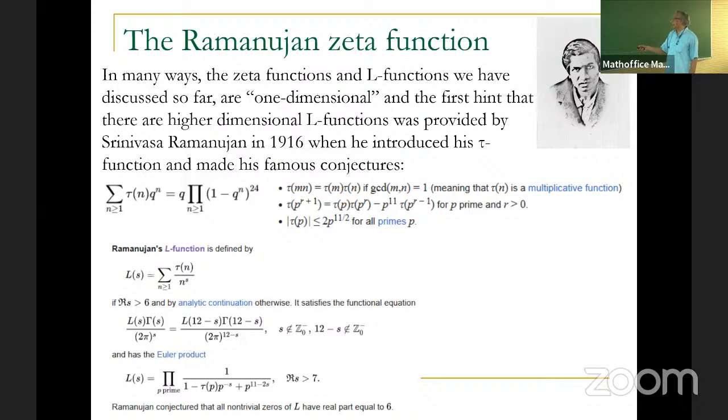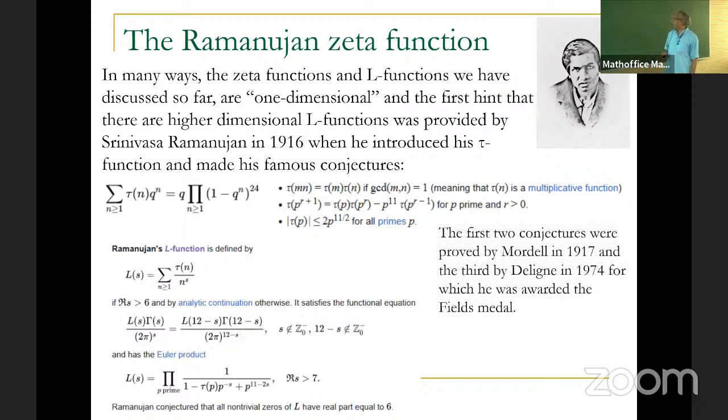And then if the second conjecture is correct, and the first two conjectures are right, he noticed you could write it as an infinite Euler product over primes, but this time the polynomial is of quadratic nature. It's a little more complicated than the Euler products we've been looking at so far. So this is a two-dimensional L-function. The first two conjectures were proved by Mordell in 1917, and the third by Deligne in 1974, for which Deligne was awarded the Fields Medal.